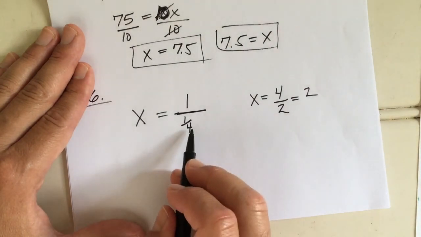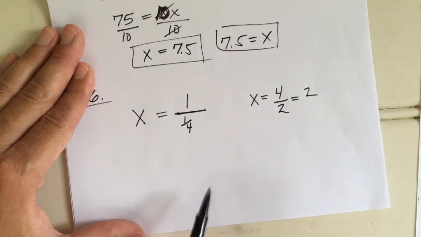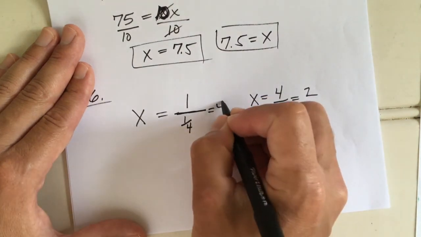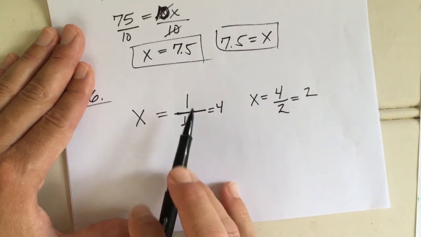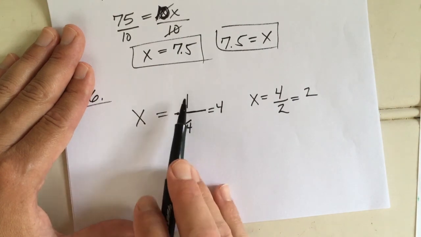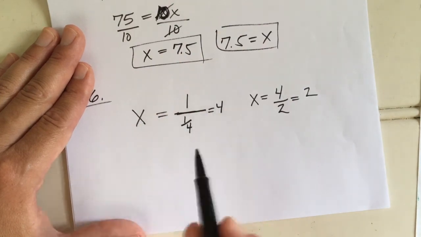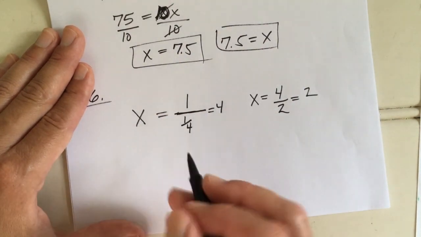How many times does a fourth go into a whole? All right, well, that makes more sense then. That goes in there 4 times, so our answer is 4. So you can see what we're doing here, right? This is like $1, and you've got a quarter down here. How many times is a quarter going into $1? It goes in there 4 times, so that's our answer.